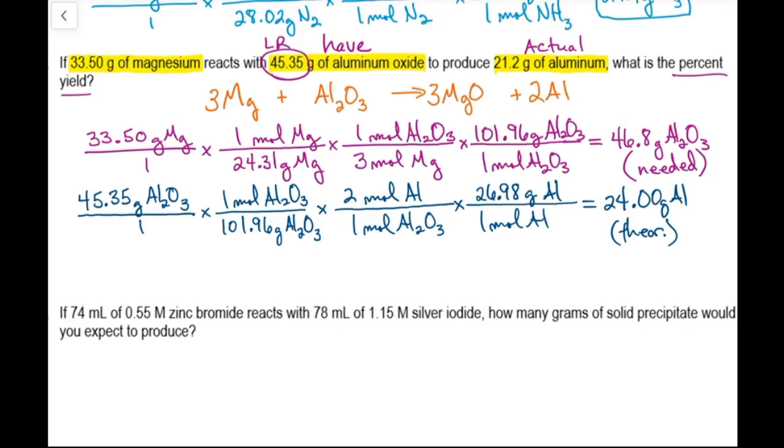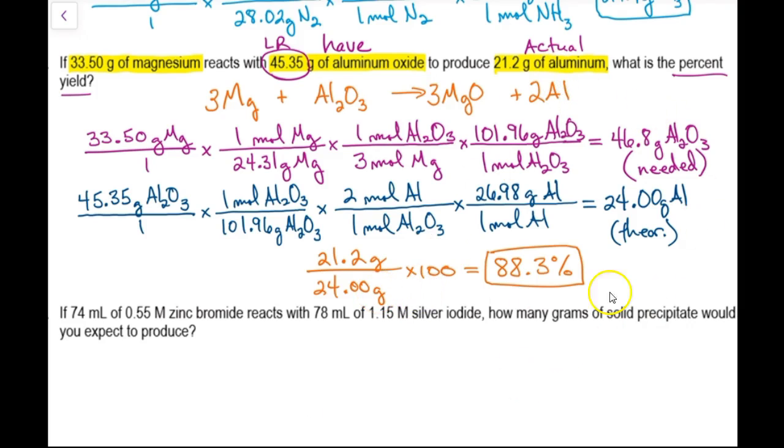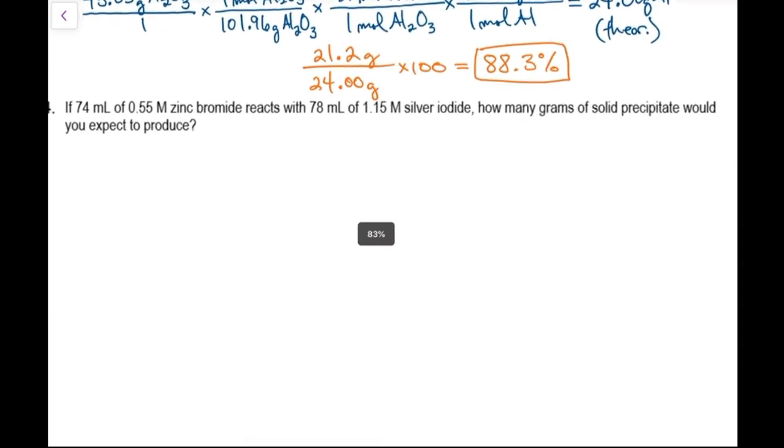And then so what would the percent yield be for this problem? Okay, so there you go, 88.3% yield. We just did actual, which was given to us in the problem, divided by the theoretical, which we just calculated. Okay, so let's move on to the last problem.